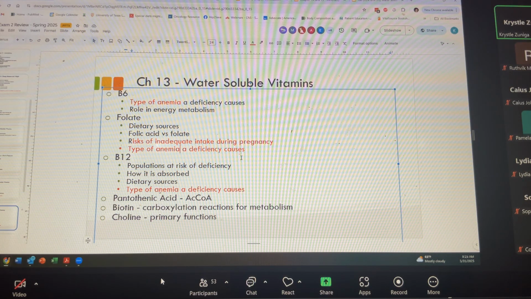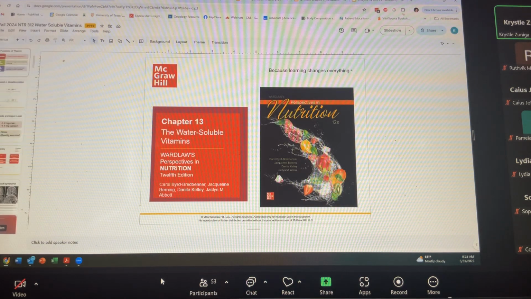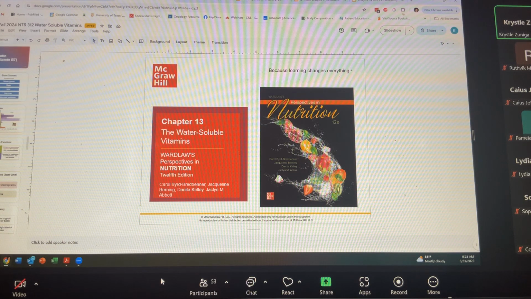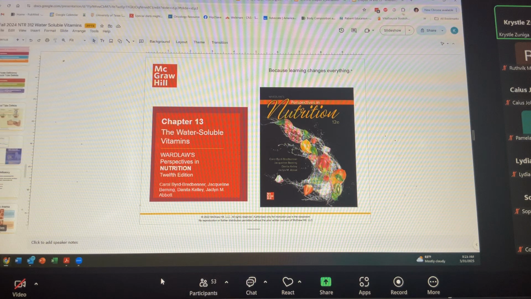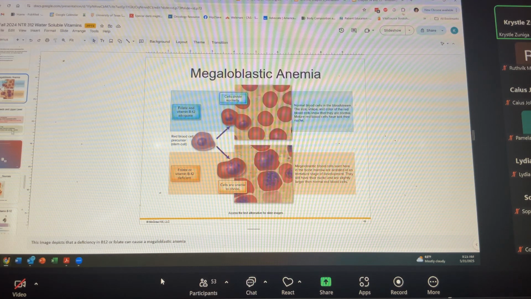Populations at risk of deficiency. I'm going to direct you to this. I think I have a whole slide on that. I can help you focus. Wait, what am I looking for? Oh, B12. So that's the macrocytic anemia I was referring to.